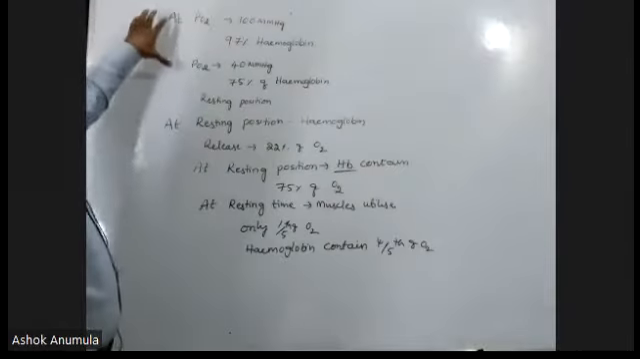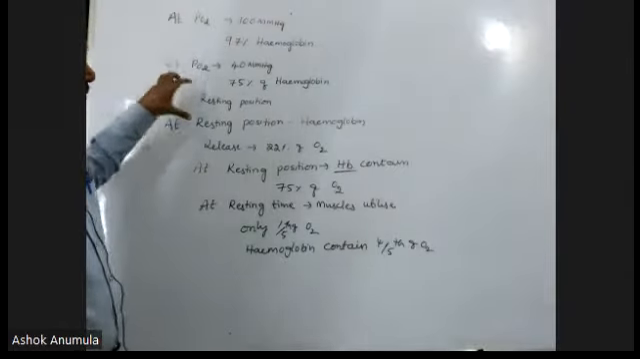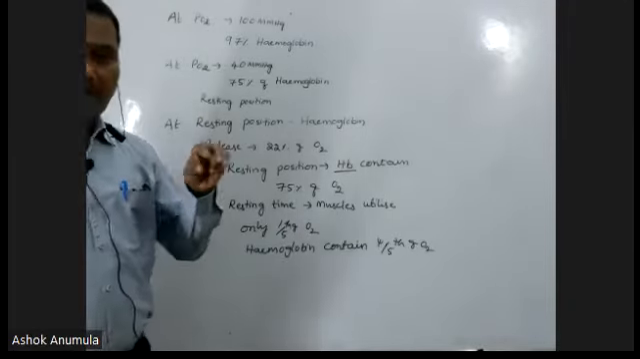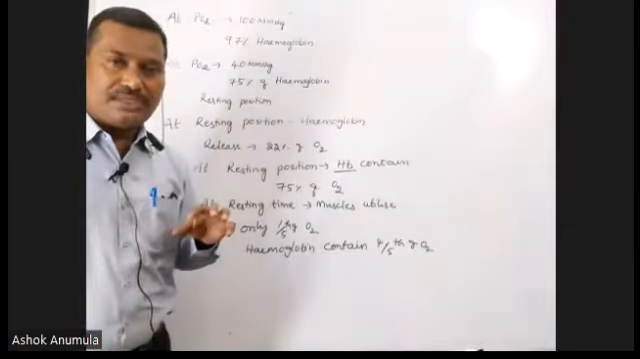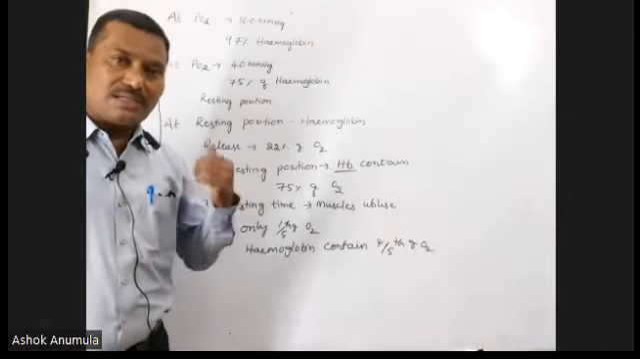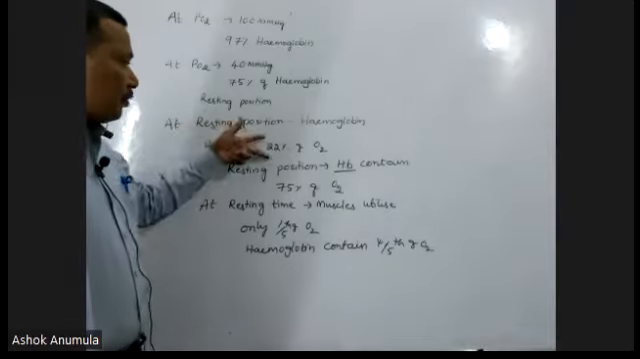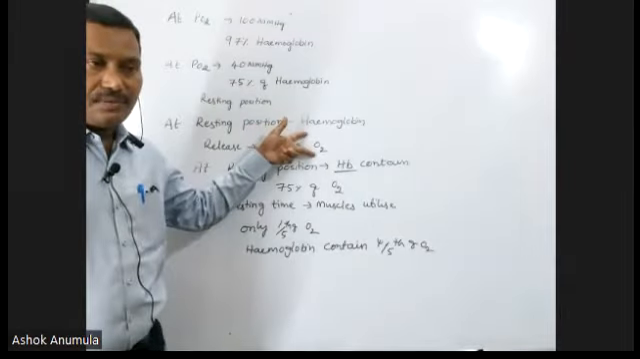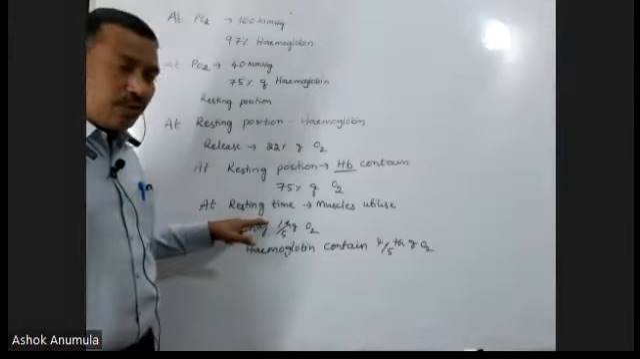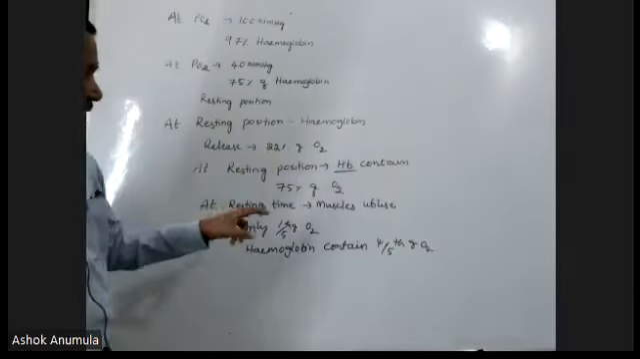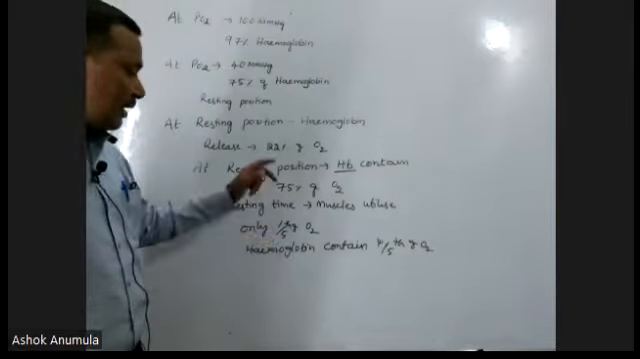This is about utilization of oxygen by the tissues. Here one thing you have to remember: if the person is in the resting position, the person utilizes only 22% of oxygen. Only 1/5 of the oxygen is released by the hemoglobin, and the cells utilize 1/5 of the oxygen at the resting position.